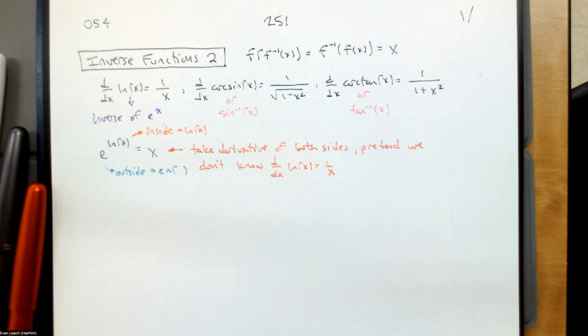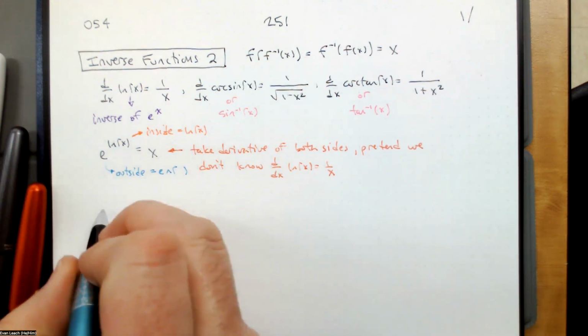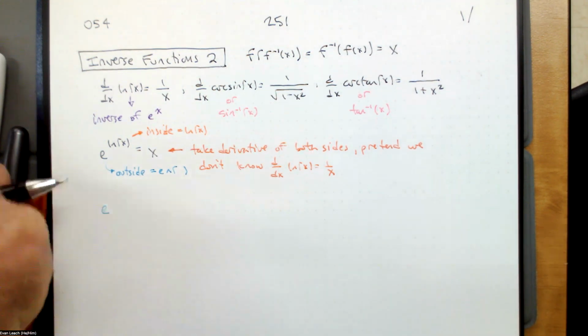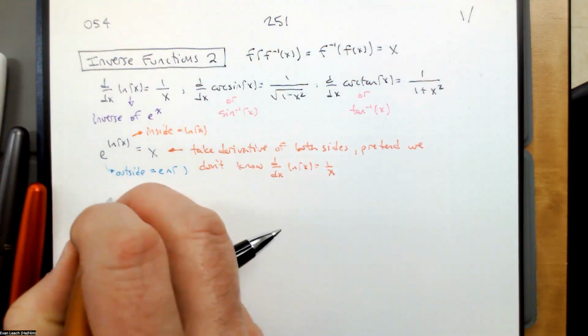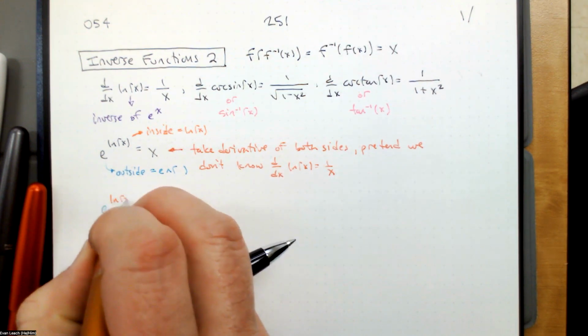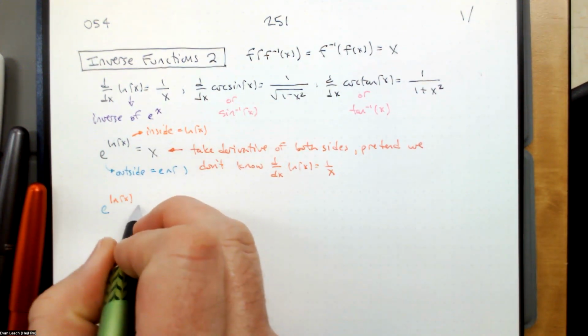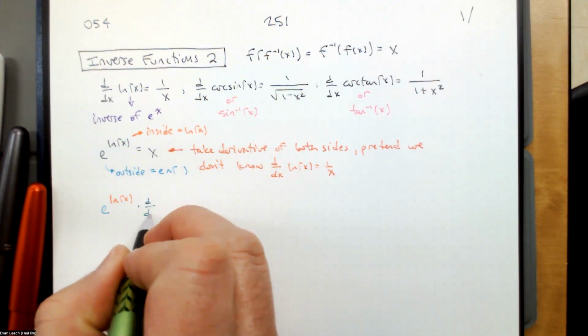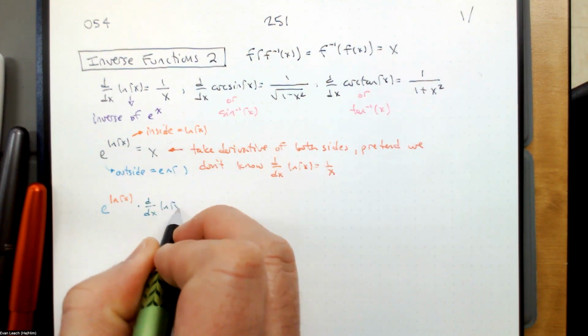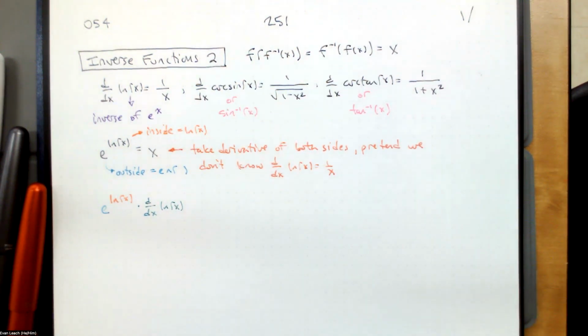So the derivative of e to some stuff is e to that stuff times the derivative of that stuff. And that's what we're pretending we don't know. So we would multiply by the derivative with respect to x of natural log of x. Once again, we're pretending that we don't know this.